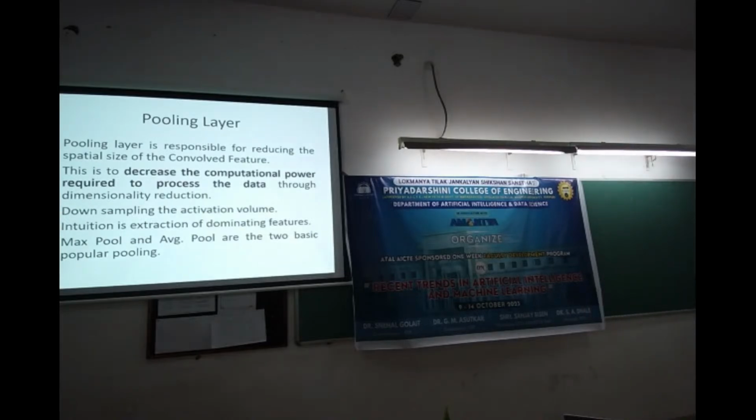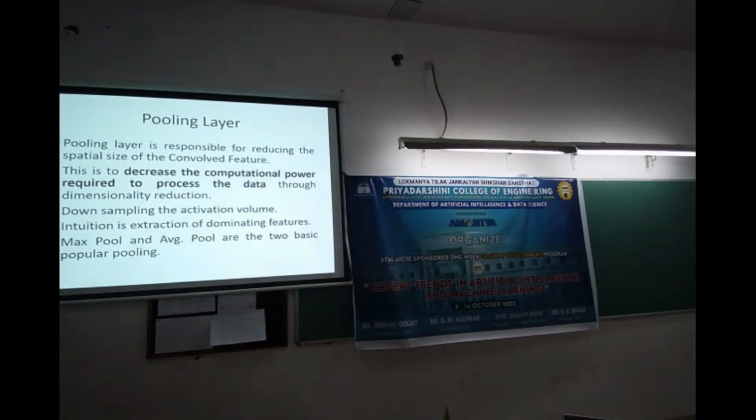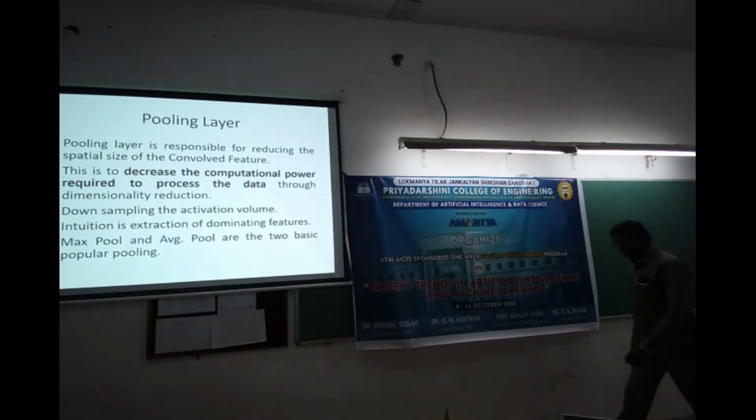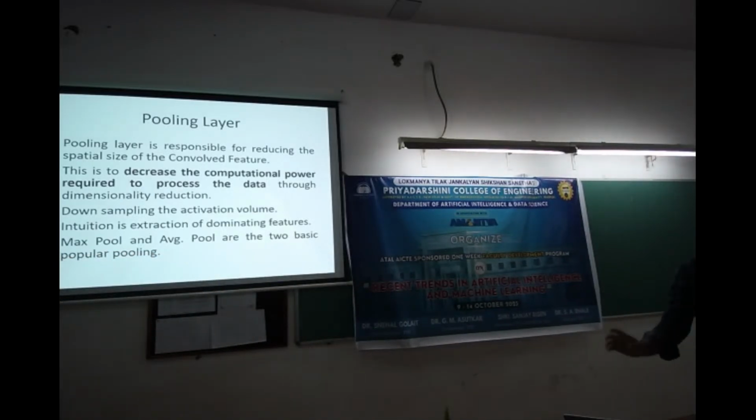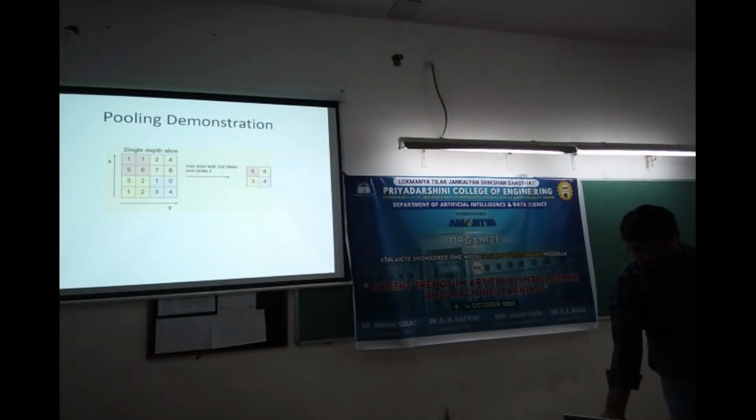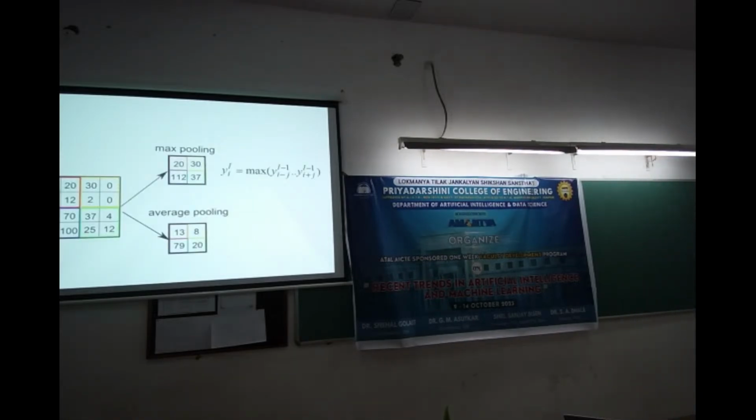Then the pooling layer is responsible for extracting the dominating features. There are various kinds of pooling: max pooling and average pooling. Here no parameters are associated. We just consider a region, and from that region we extract the maximum value. This is the logic behind pooling. There are two types of pooling: max pooling and average pooling. Generally we use max pooling.